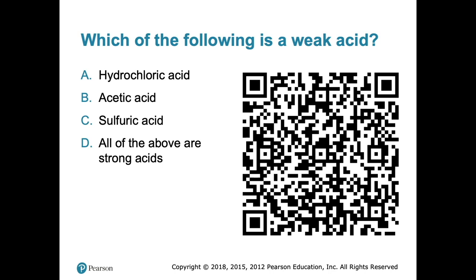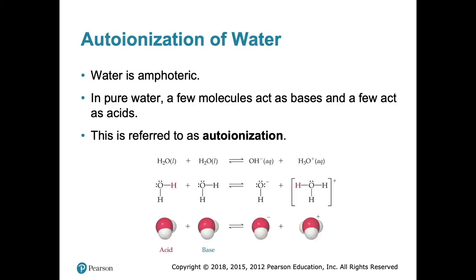Somehow we got all 4 answers being chosen here, but at least the B's have it, because the B's are correct. The only one that's a weak acid up there is acetic acid, because I literally just said acetic acid is a weak acid right before this slide. Hydrochloric acid and sulfuric acid are both strong acids, like we were talking about last week.